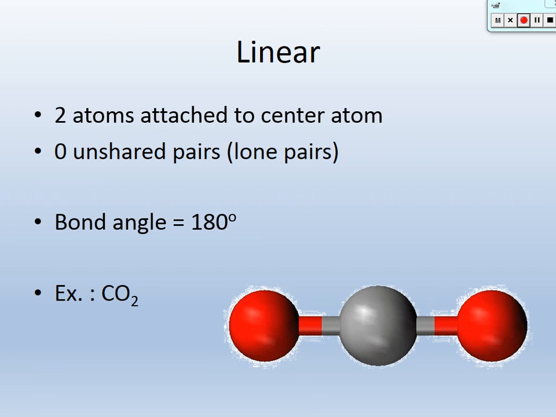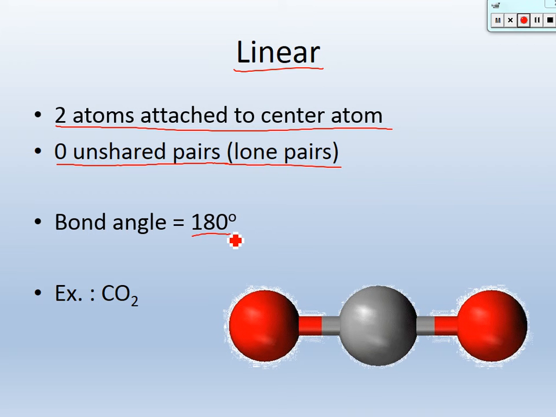We're going to go through each one of these in a lot more detail individually here. So let's start with this one. Linear. When you have a linear molecule, you have two atoms attached to the central atom. You're supposed to write that there. And you have 0 unshared pairs, or 0 lone pairs. So if you do the Lewis structure and it's got two atoms attached to the central atom and 0 lone pairs, what's its shape going to be? Linear. Okay, the bond angles in a linear molecule is 180 degrees.